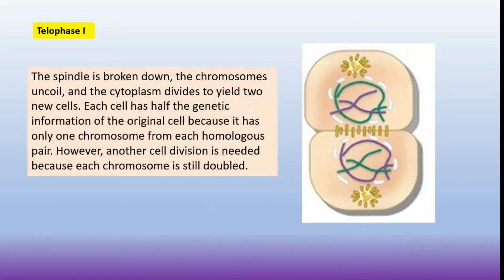Telophase 1. The spindle is broken down, the chromosomes uncoil, and the cytoplasm divides to yield two new cells. Each cell has half the genetic information of the original cell because it has only one chromosome from each homologous pair. However, another cell division is needed because each chromosome is still double.